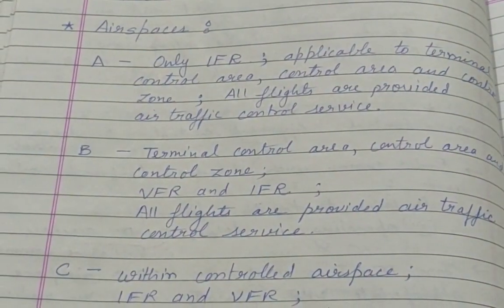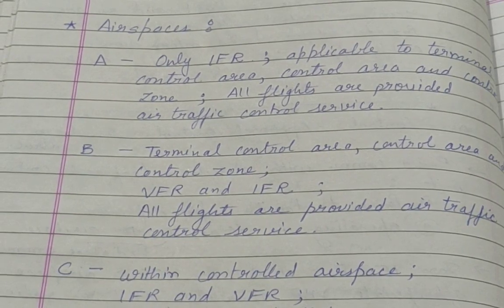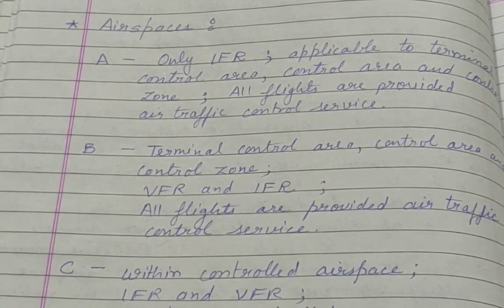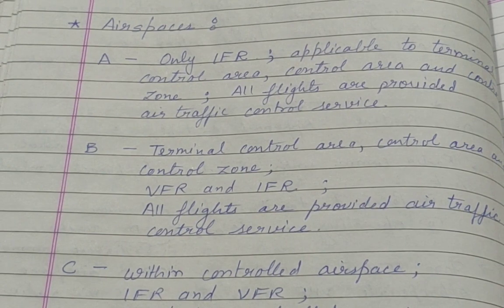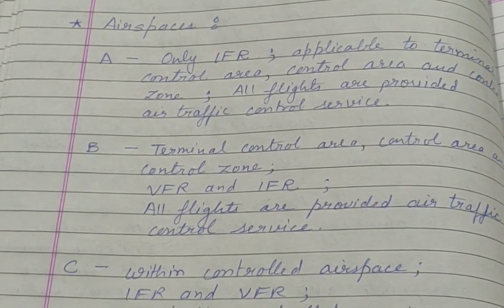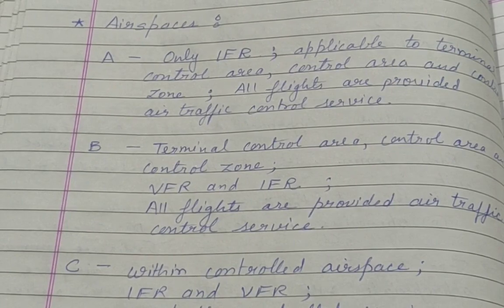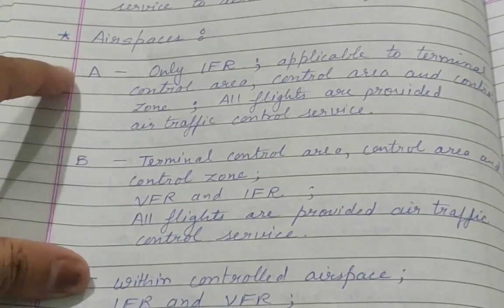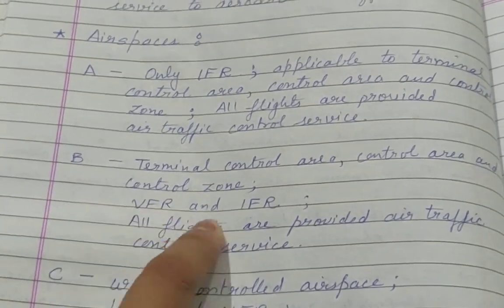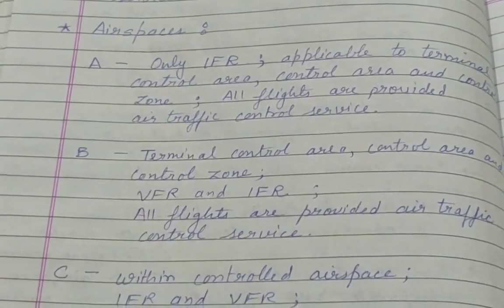Important. Next is airspace B. In this, both VFR and IFR flights are permitted. It is within controlled airspace, and all the flights are provided air traffic control service. So there is not much difference between A and B, only that VFR flights are also permitted here.